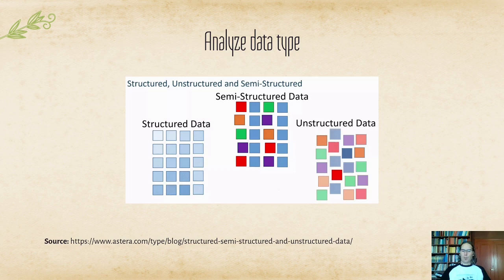To further clarify the three types: in structured data, as I said, you can map everything into columns and rows. In semi-structured data, only parts of it can be put into a structure, and in unstructured data, no raw data can be mapped into a structure.